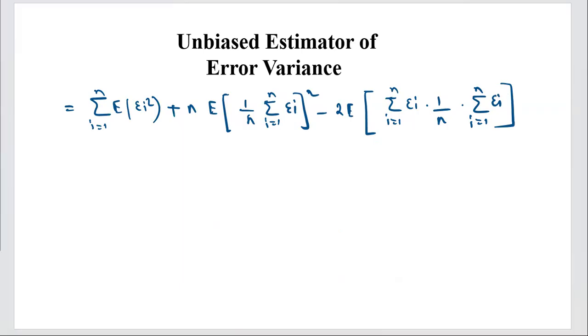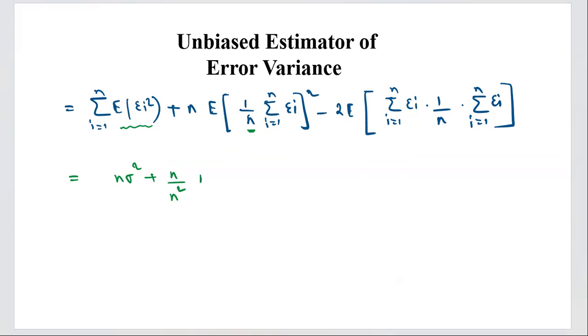What will be the respective values? So what is this? This will be simply sigma square. And then previously you have a sum, so it will be n sigma square. Sum is from 1 to n, so n times if you are adding sigma square, it will be n sigma square plus here you have a n. And then inside you have 1 by n square. That will come out to be n square. And then expectation of summation epsilon i square.